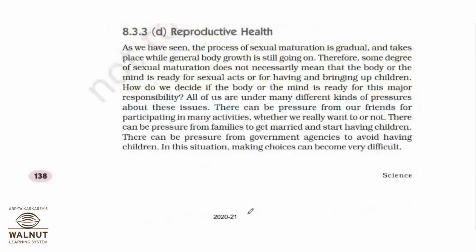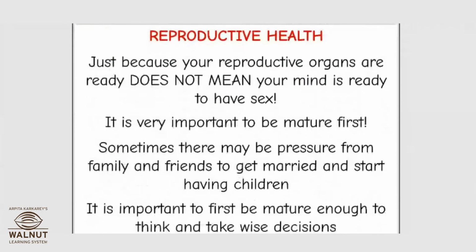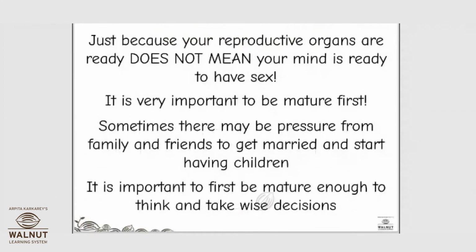Okay, about reproductive health, what reproductive health is, we'll see that in the PPT. Just because your reproductive organs are ready, it does not mean that your mind is ready to have sex. It is very important to be mature first. Sometimes there may be pressure from family and friends to get married and start having children. It is important to first be mature enough to think and take a wise decision.